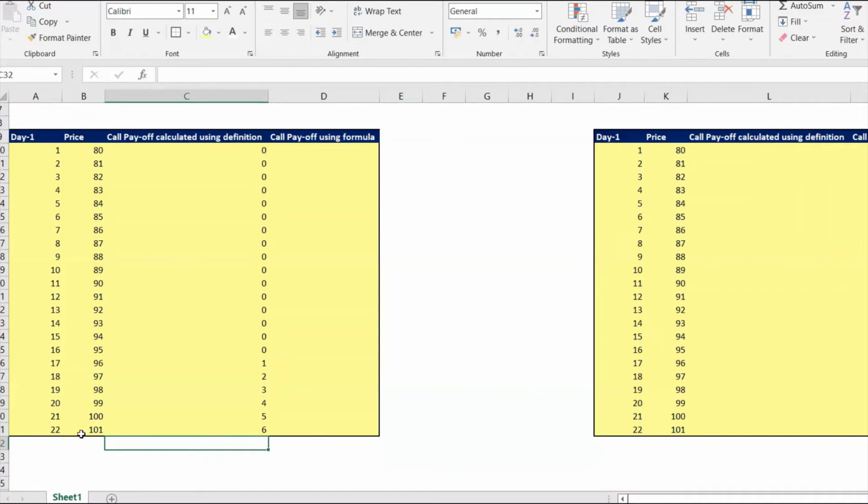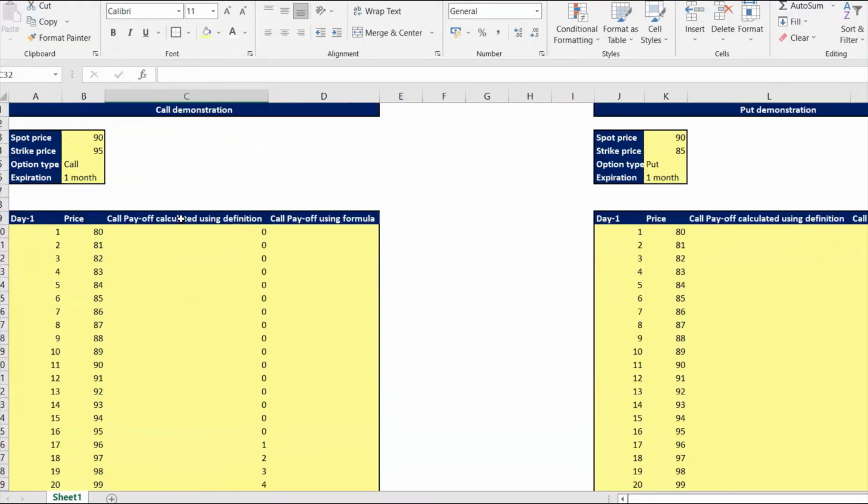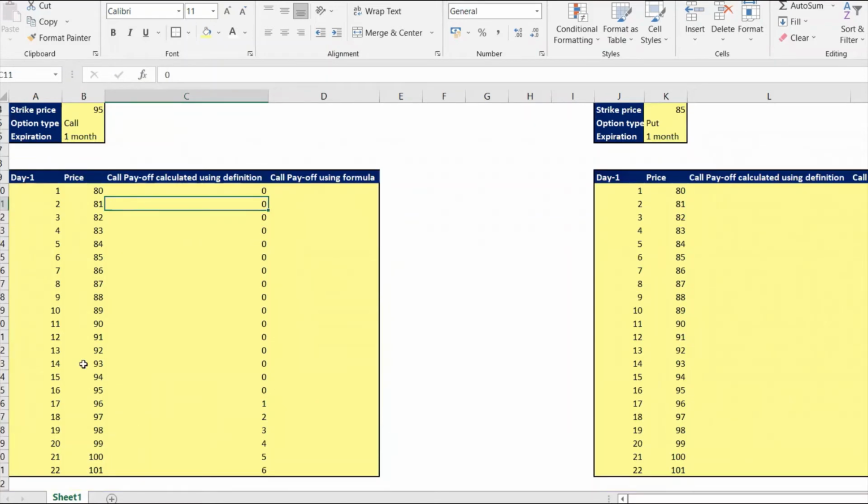The upper limit is not there. The stock price can go as high as it wants. So this was about the call option. Basically we had very few values. We had just 22 values, so we could do it manually.